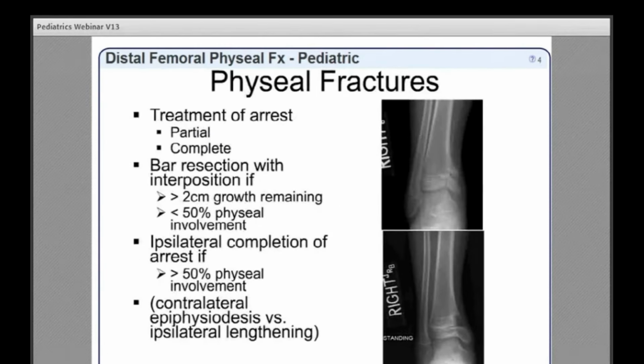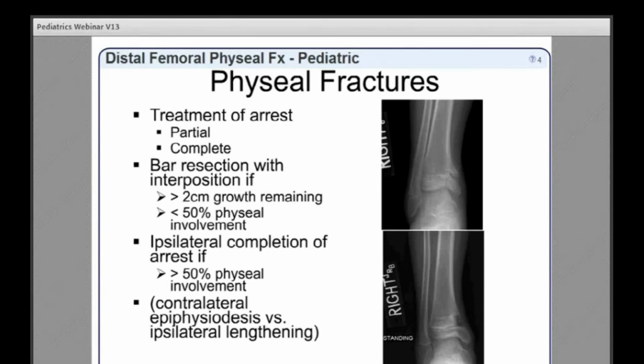Now, physeal arrest is something that can be treated in a variety of ways, and it depends on the nature of the arrest and the age of the child. So partial arrest typically results in an angular deformity, and so partial arrest is amenable to bar resection if there's greater than 2 centimeters of growth remaining and less than 50% of the physis is involved. If there's greater than 50% physeal involvement or less than 2 centimeters of growth remaining, then it's probably best to proceed with completion of the growth arrest and contralateral epiphysiodesis.